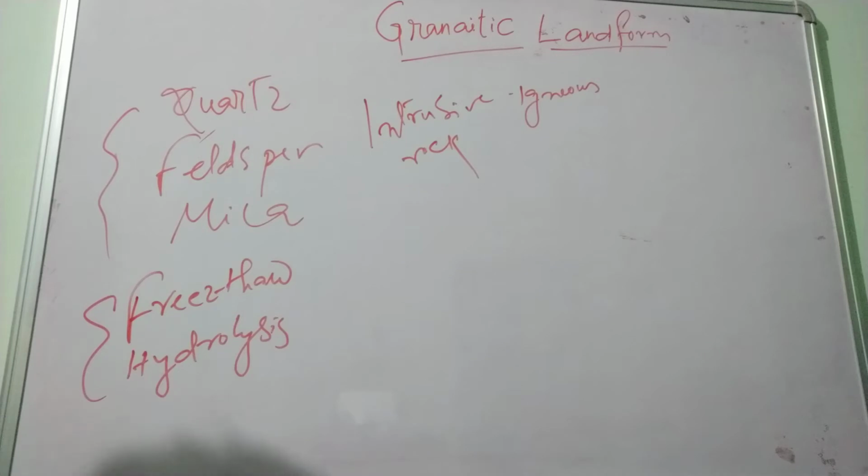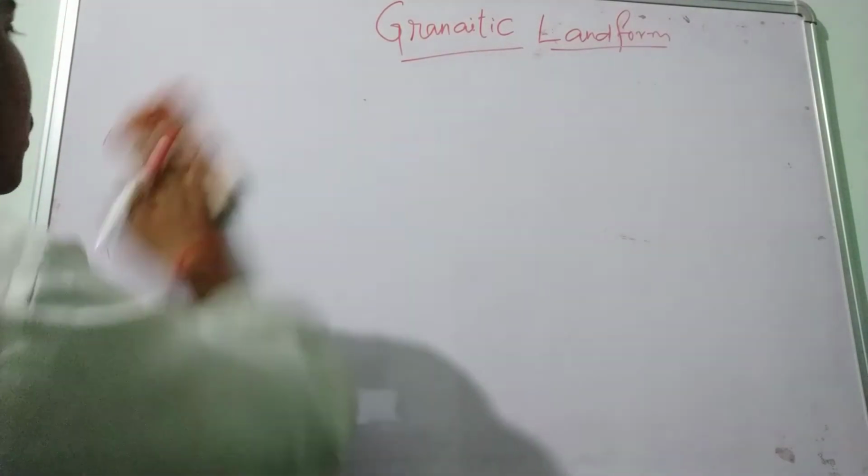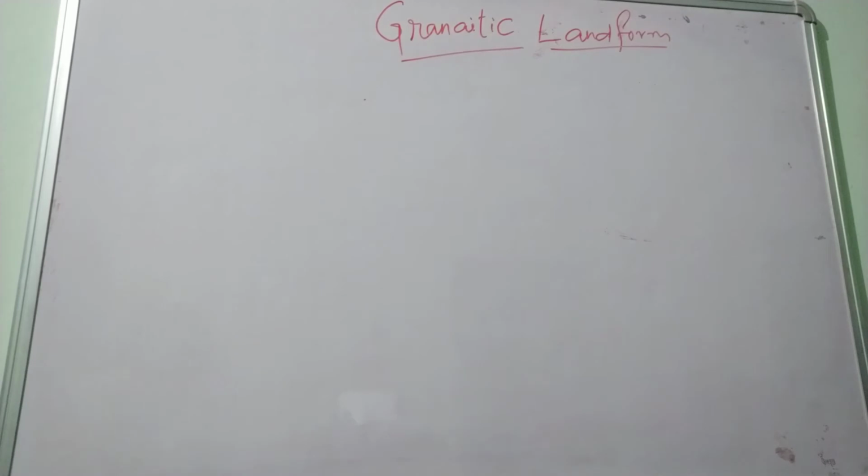The granite was exposed, millions of years later, by erosion of the softer rocks around it, creating some unique landforms that we are now going to discuss in this class. So what are the unique landforms?